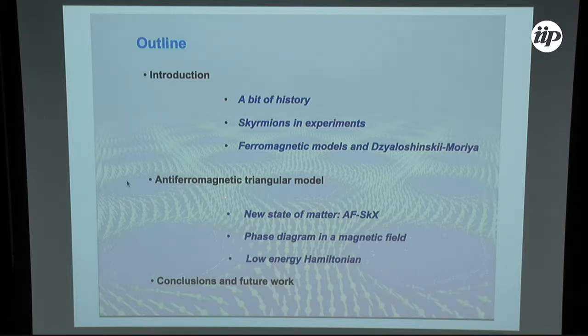And then I will shift to the topic of my talk, which is the antiferromagnetic triangular model with classical spins. And I will show you this new, well, state of matter is maybe too exaggerated. It shows up a new ground state in these systems that we dubbed antiferromagnetic Skyrmion lattice, but maybe one should better call it vortex lattice, or Z2 vortex lattice, as I will explain.